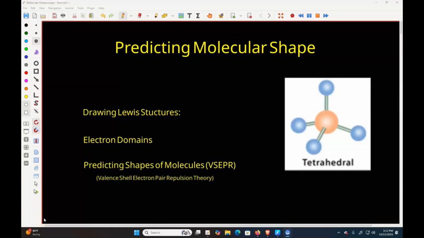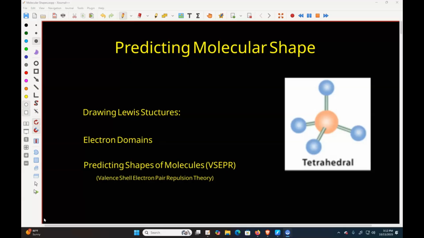Have you ever wondered why the water molecule is bent, but carbon dioxide's is linear? Or why methane has a pyramid shape? The shape of the molecule determines everything about it, from how it reacts to whether or not it's poisonous. By the end of this video, you won't just memorize shapes, you'll be able to predict the 3D structure of any simple molecule just by looking at its chemical formula.